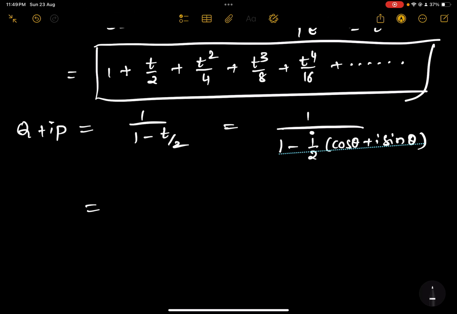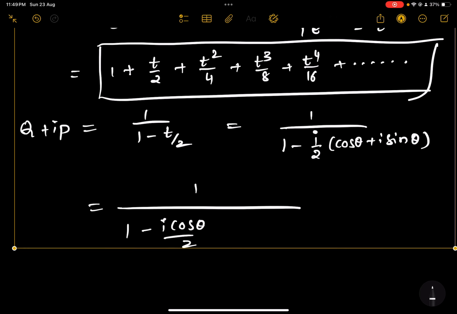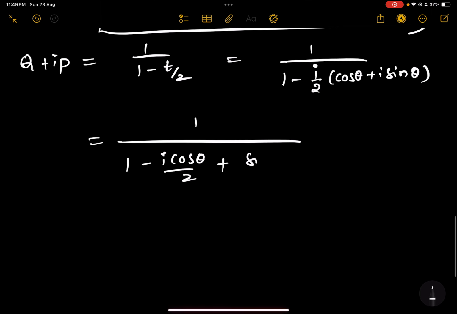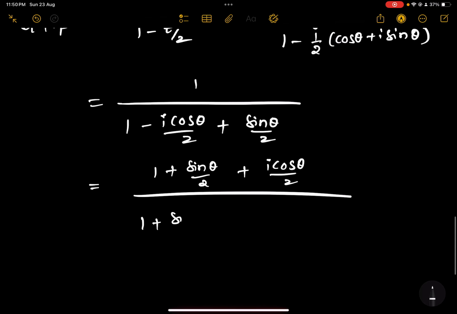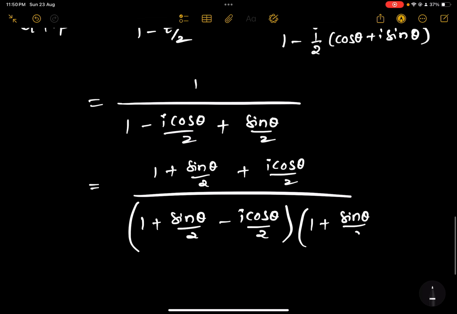So let's go ahead. So 1 upon 1 minus i cos theta upon 2 plus sin theta upon 2. This is what you get. Now just rationalize: 1 plus sin theta upon 2 plus i cos theta upon 2 in the numerator, and the denominator also same thing. 1 plus sin theta by 2 minus i cos theta by 2 is already there. You are going to multiply this with 1 plus sin theta upon 2 plus i cos theta upon 2.